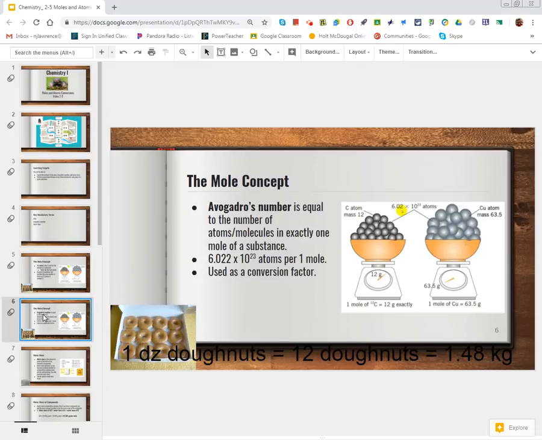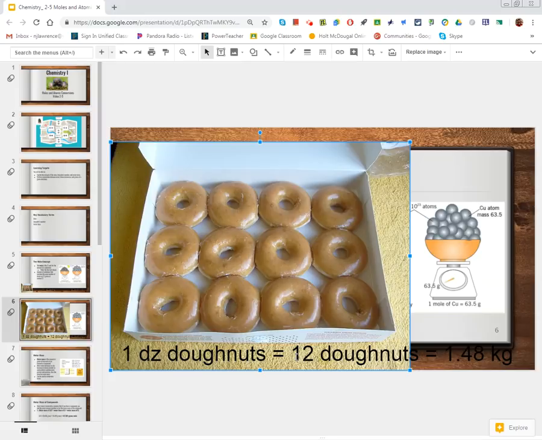As we move forward, we see that the mole concept is this number, 6.022 times 10 to the 23 atoms. This is called Avogadro's number after Amedeo Avogadro, who discovered it more or less. And we're going to use this as a conversion factor. We're going to use the number, and we're also going to use the mass as conversion factors in our conversion problems. So again, think of it like a dozen. A dozen is 12 donuts, and a dozen has a certain mass.